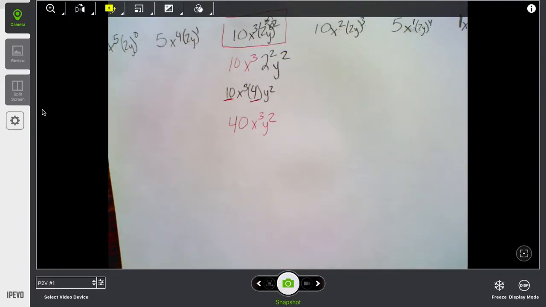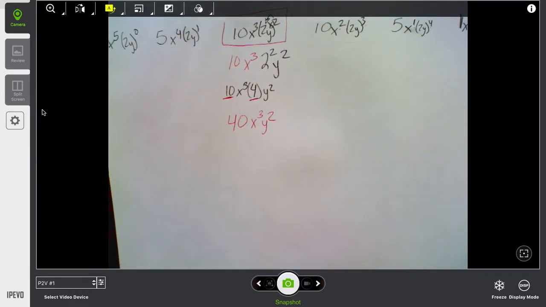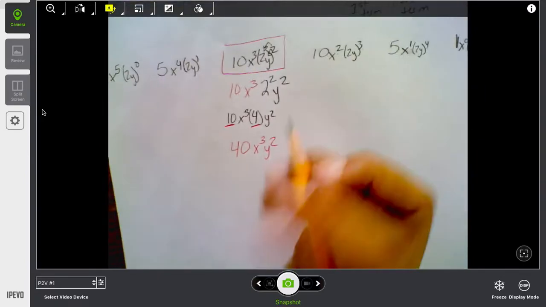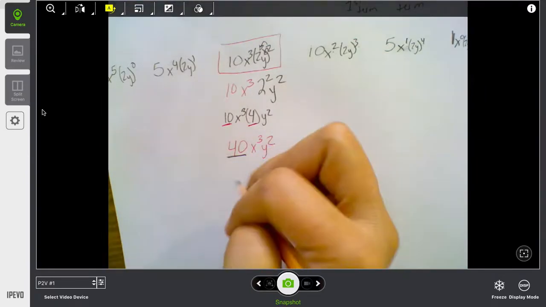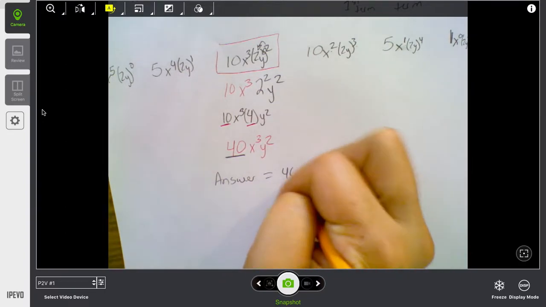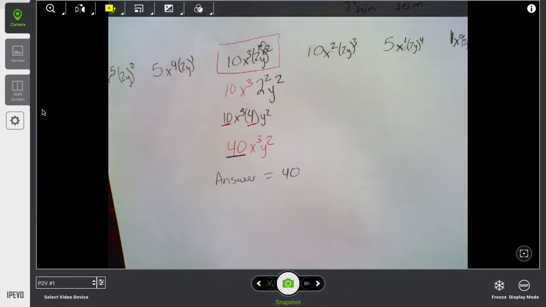So if I was asked the question, what is the coefficient for x to the third? The coefficient is 40. So the answer would be 40. For what is the coefficient, it's not 40x to the third y squared. Don't include the variables. The coefficient is only the number in front of the variables.